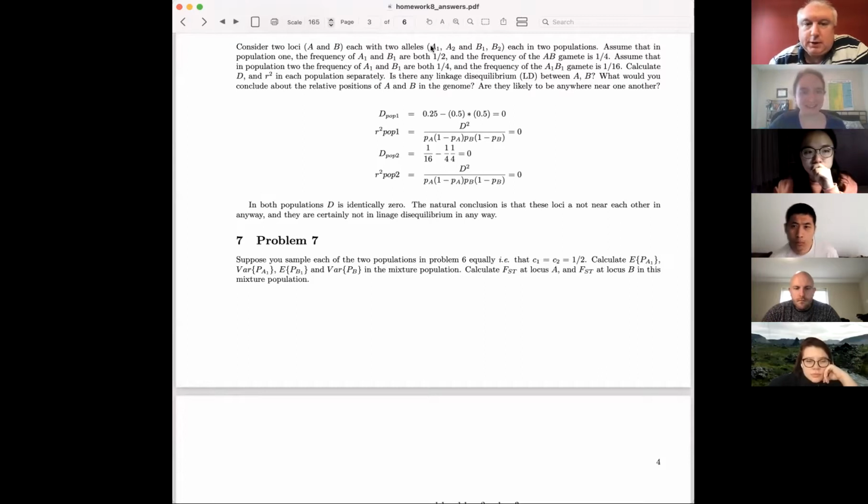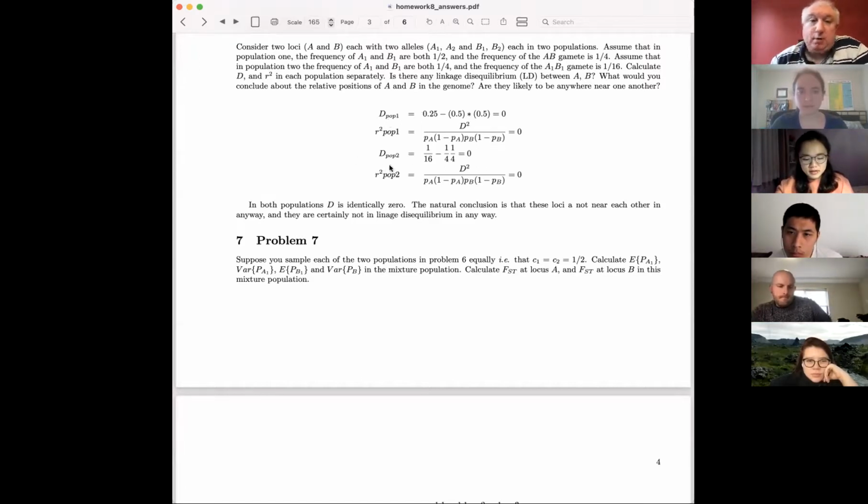Thanks. So the problem tells you what the frequency is of A1 and B1 in one population, what the frequency of A1 and B1 is in the other population, and it tells you what the frequency of the A1 B1 gamete is in one population and the other population. And when Brooke did this, she thought I was trolling her because it just looks like D is 0, R squared is 0. In the second population, D is 0, R squared is 0. There is no linkage disequilibrium going on in population 1.